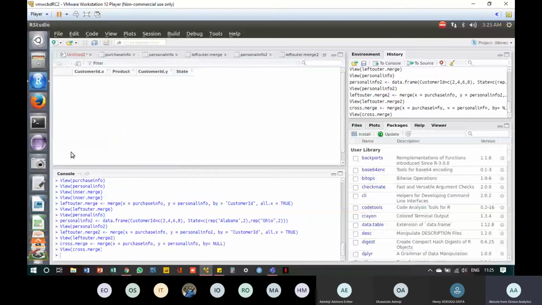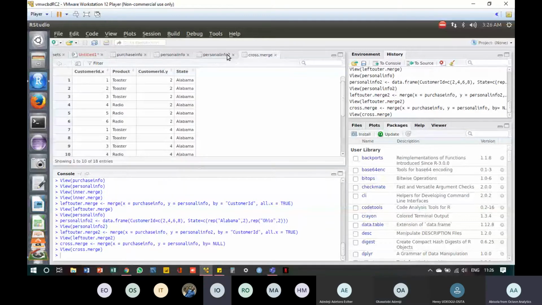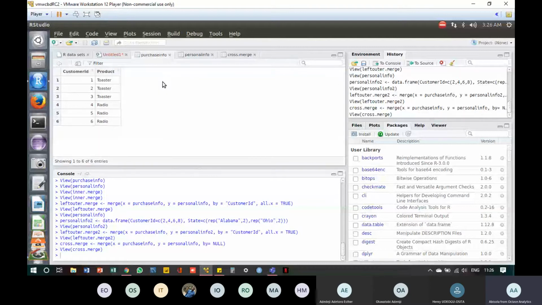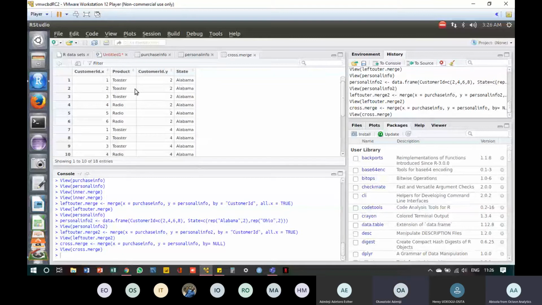Now let's look at this critically. Let me remove this, and let's look at this too. This is purchase info, 1 to 6. Personal info, 2, 4, and 6. Now look at what cross.merge does. It takes the customer IDs of both tables and combines each customer ID on this with each customer ID on this. So you have a very long result.